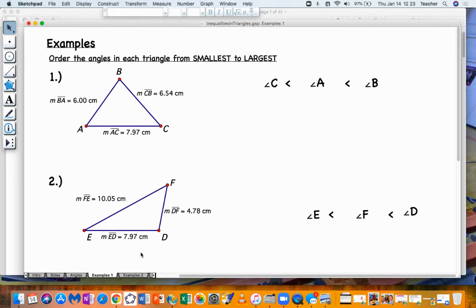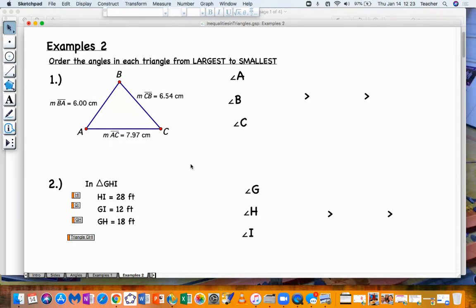All right. Now, what if it asks to order them from largest to smallest? Same idea. But if I'm going largest to smallest, I want to start with my longest side. So my longest side is here, which means my largest angle is B. So you recognize when it asks for largest to smallest, now we're using this greater than symbol. All right, next, longest is 6.54. That's opposite A. And the smallest, shortest side is this. That means smallest angle is C. That's your inequality statement for that one.